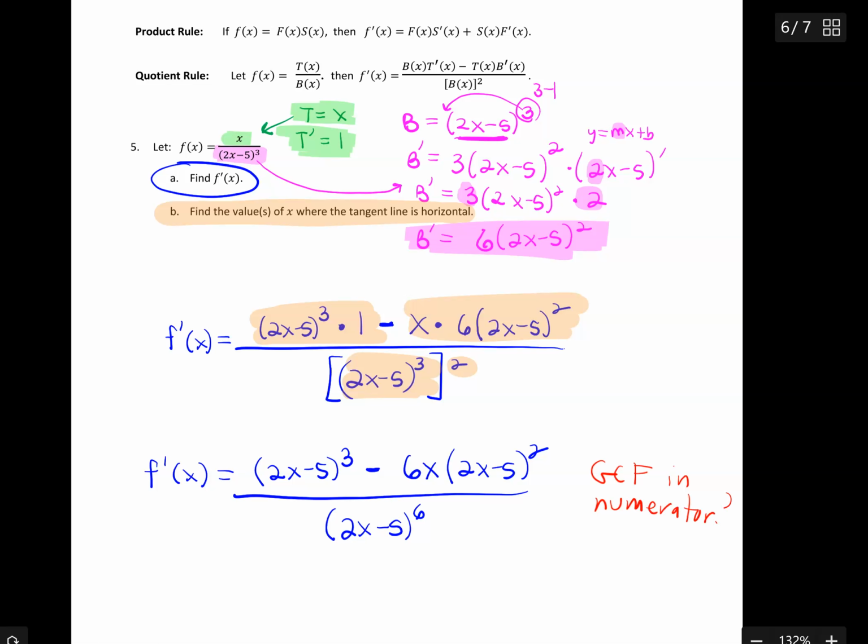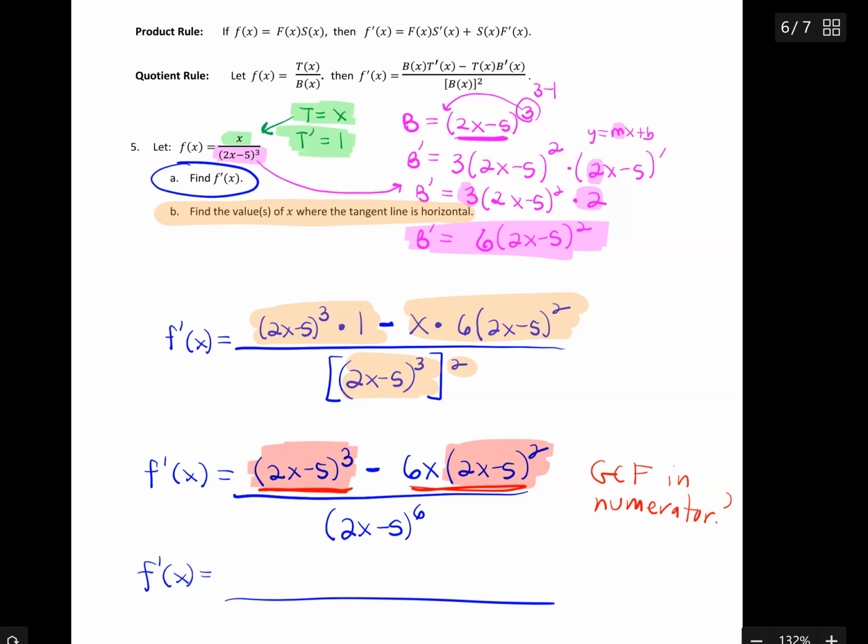I'm just asking myself, is there a GCF between this first group and the second group? And I can see that both groups have the binomial factor in it. The first group has the binomial factor 3 times, and the second group has it twice. So yes, there is a binomial GCF I can factor out. So let's go ahead and do that in the numerator.